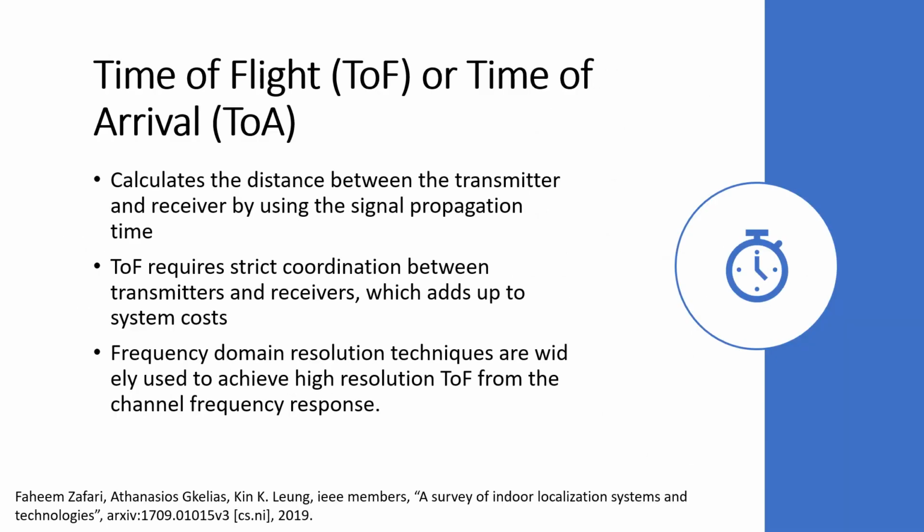The time of flight or time of arrival technique is used to measure the distance between the transmitter and the receiver by using the signal propagation time. Basic geometry can be used to calculate the location of the device with respect to the access points. It is possible to find the distance between the reference node and the device by multiplying the speed of light with the TOF value.